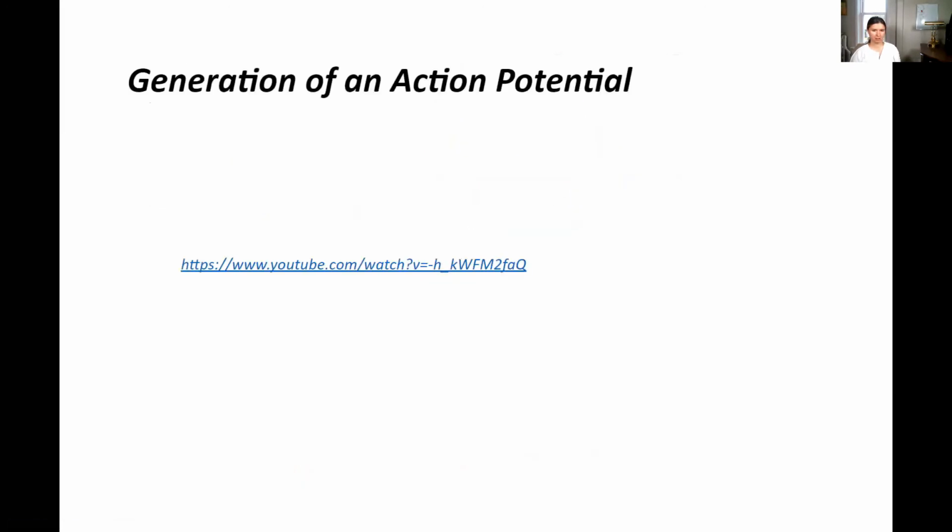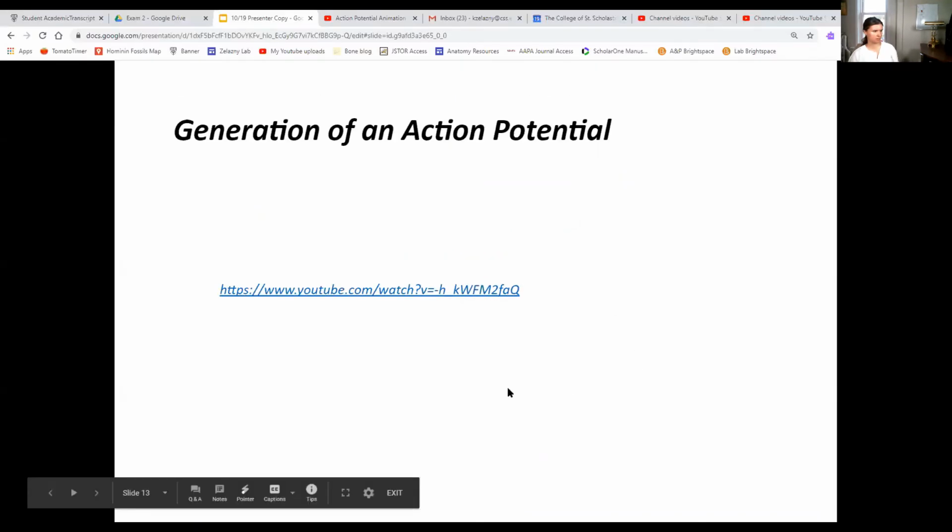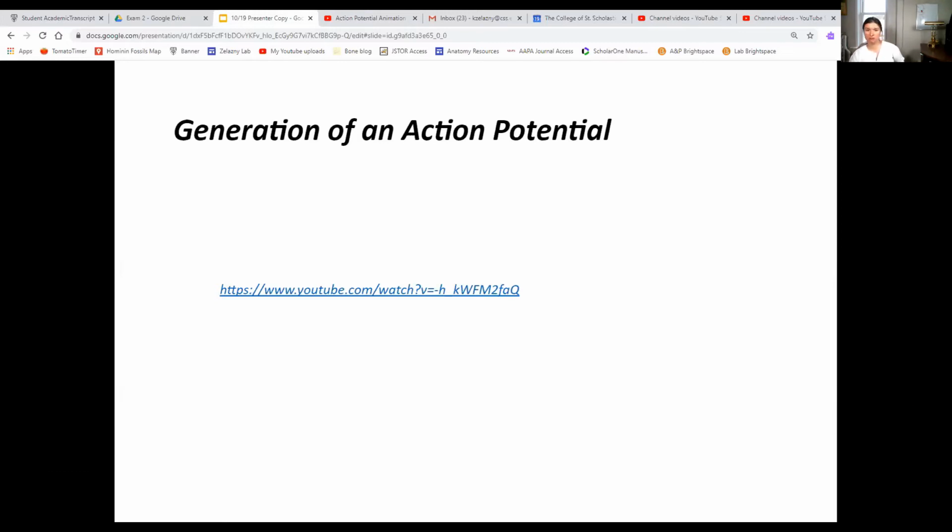So we're going to take a look now at what this looks like. Okay. So that is what our typical normal action potential looks like. It's what every single action potential that we fire off down a neuron is going to look like.